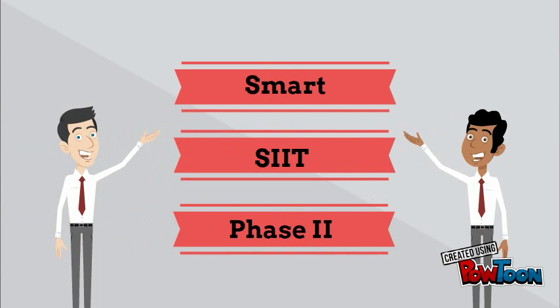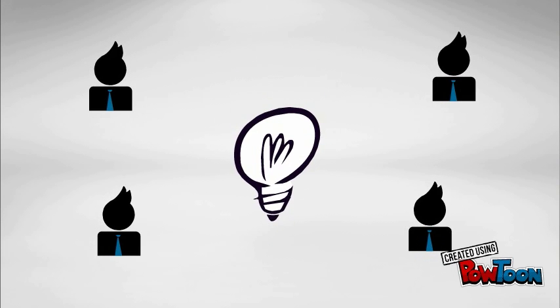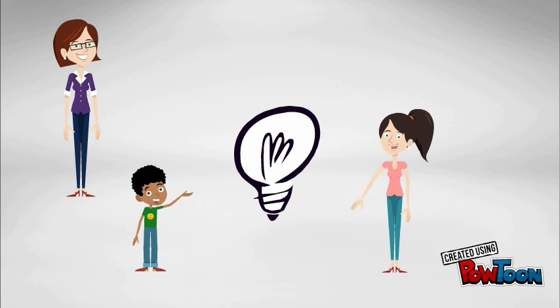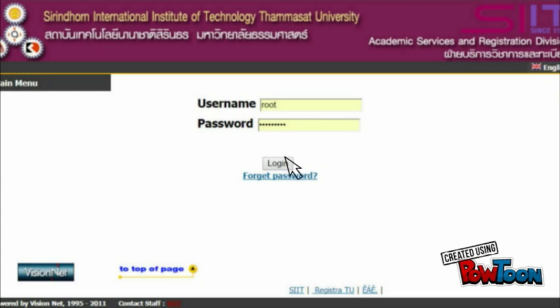This is the demo of Project SMART SIIT Phase 2. This project is designed to make the internship process easier, focusing on 4 users, which are student, professor, SIIT staff, and company staff. First, this is a login page.